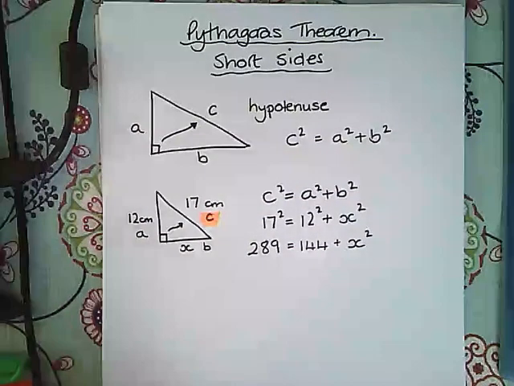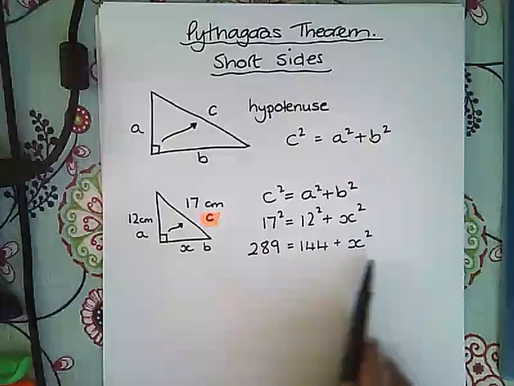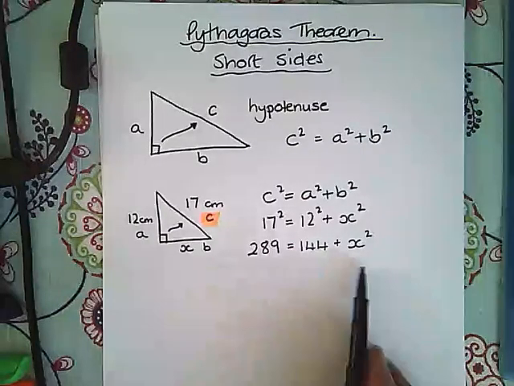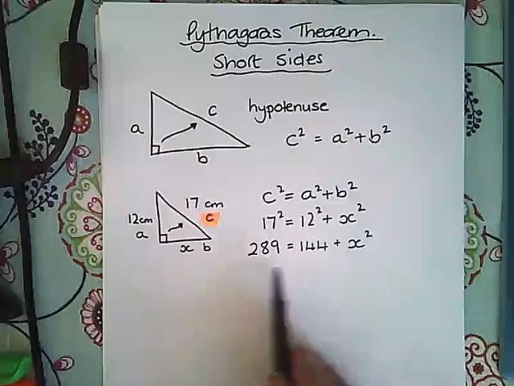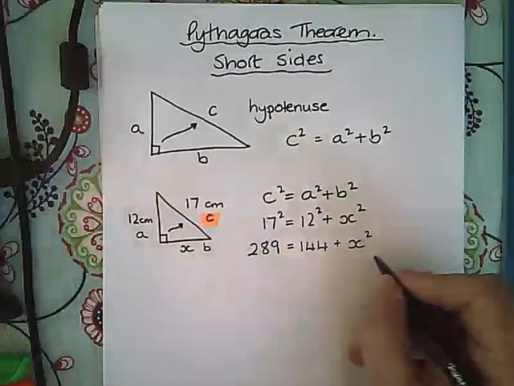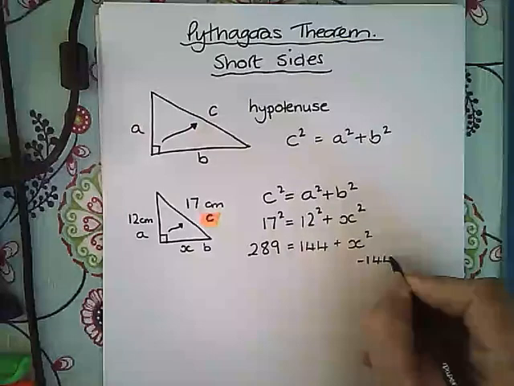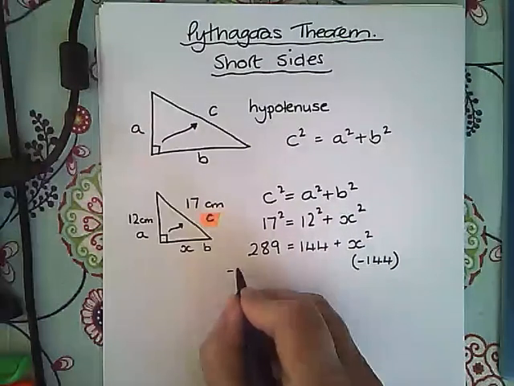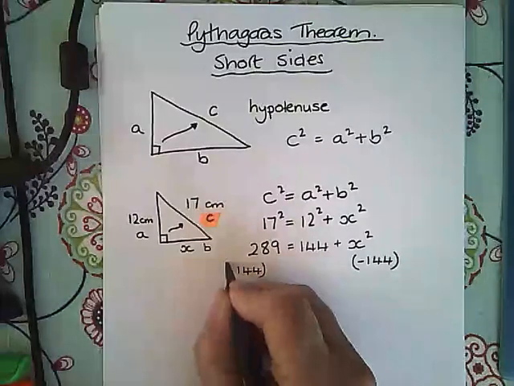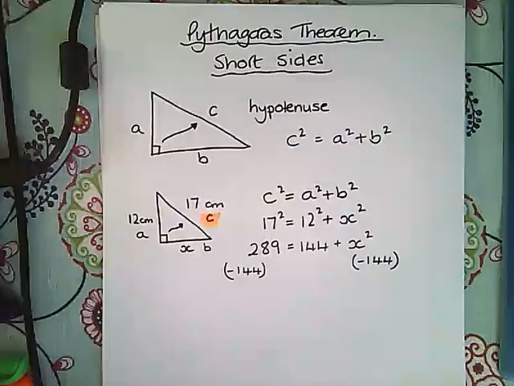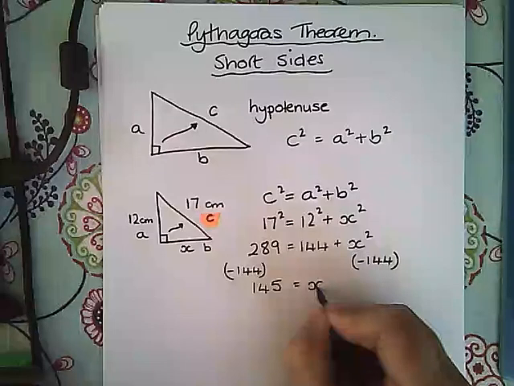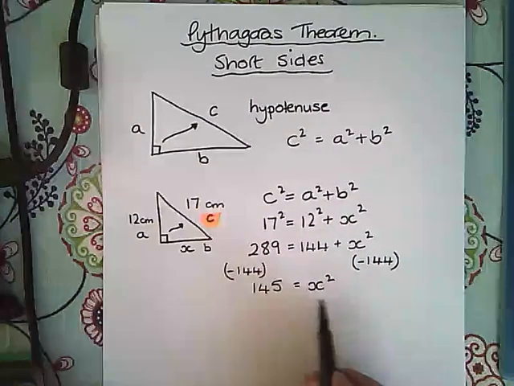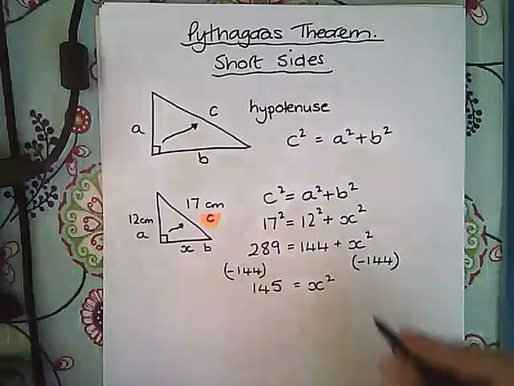Then we need to look at this in terms of solving an equation. So we've got an unknown, and we need to work out what that is by rearranging. So I'm going to take 144 from each side of the equation. So 289 minus 144 is 145, and that is equal to x squared. In order to find out what the length is, I need to square root both sides.